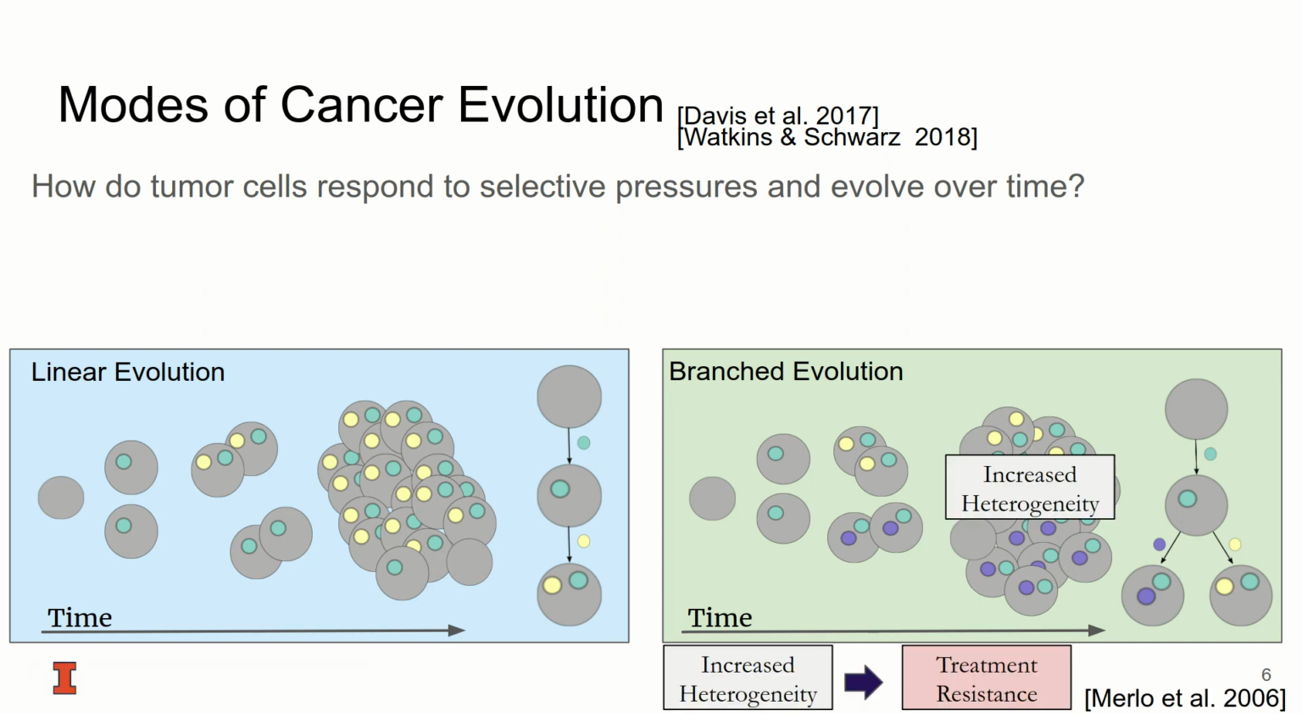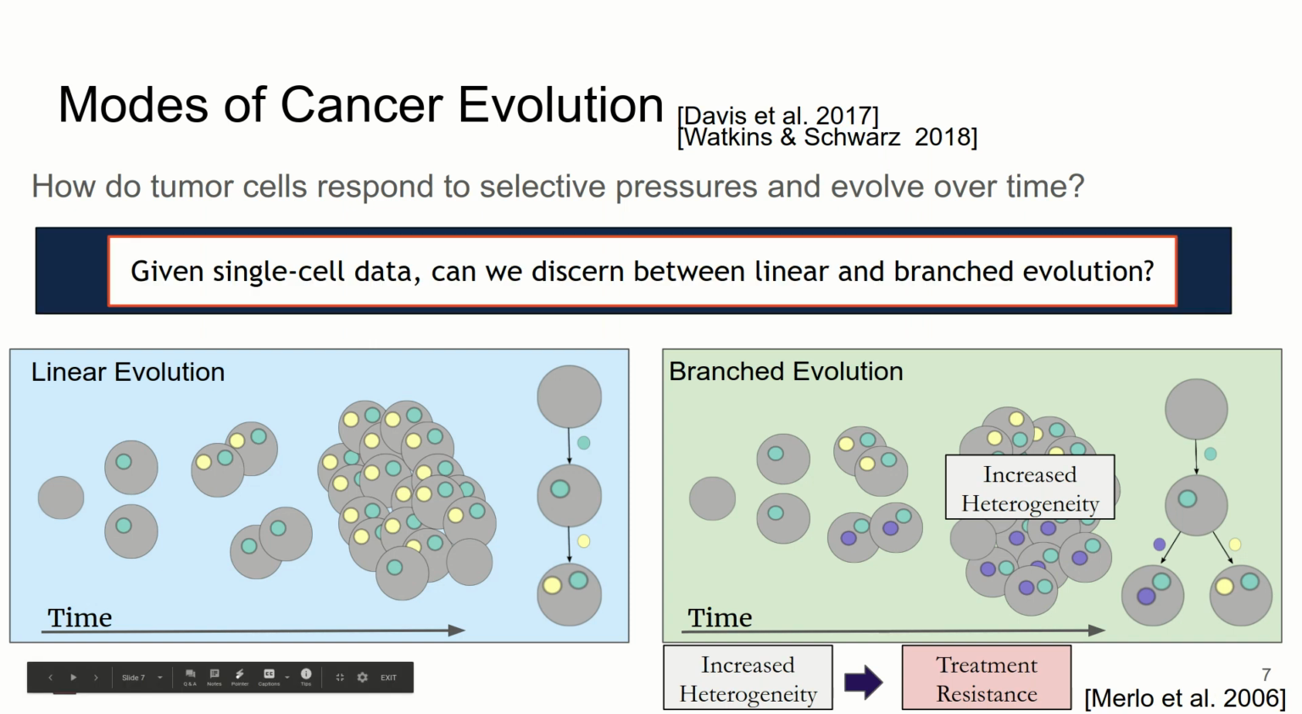So one important reason why we might want to distinguish between a mode of linear and branched evolution is that branched evolution results in increased intertumor heterogeneity or a greater diversity of the subclones. And consequently, increased diversity is more difficult to treat because there exists a wider range of responses and adaptations to the selective pressures that are applied during cancer treatment, such as chemotherapy. So this often results in poor treatment outcomes and lower survival rates. So this has motivated the main question of our work, and that is, if we are given single-cell DNA sequencing data of tumors, can we discern between linear and branched evolution?